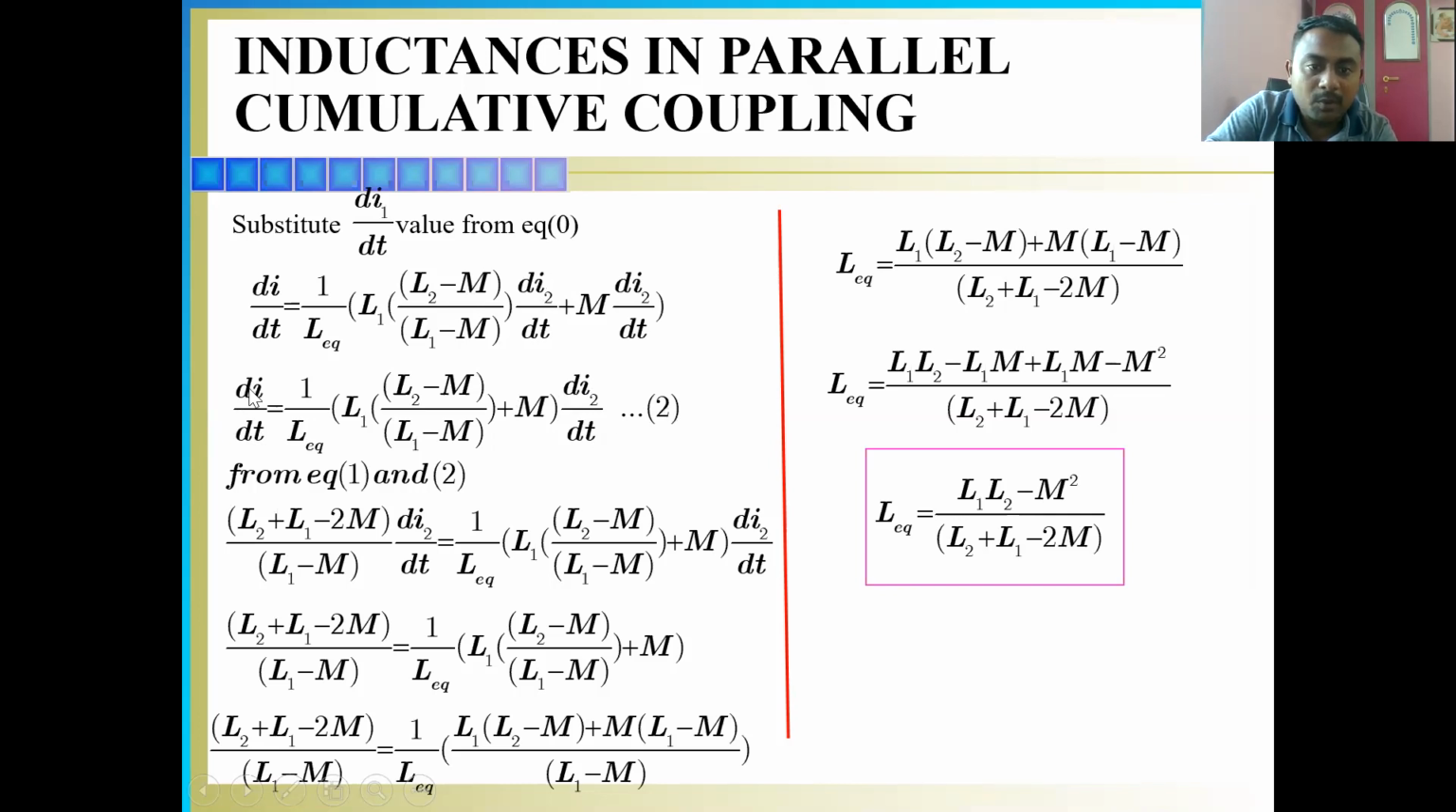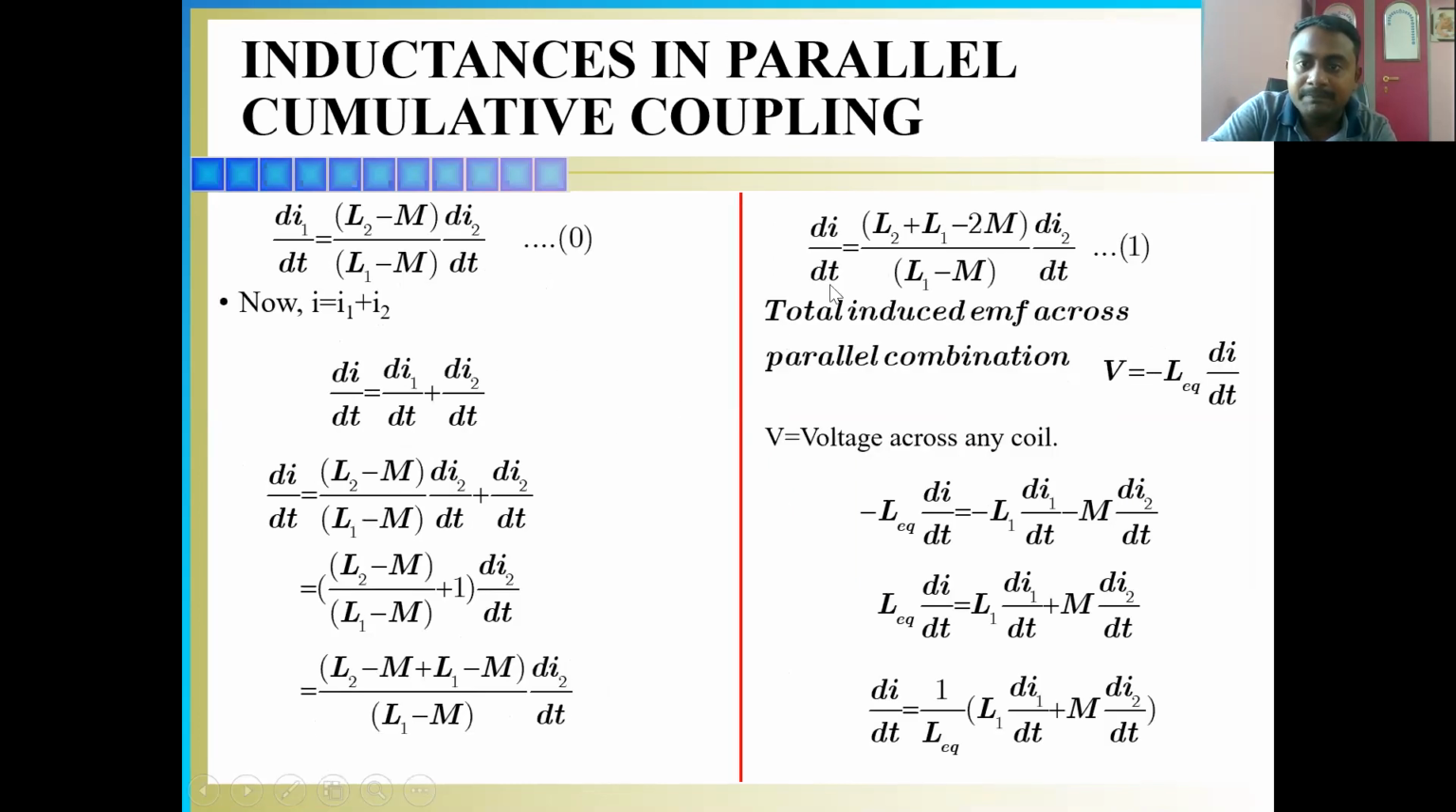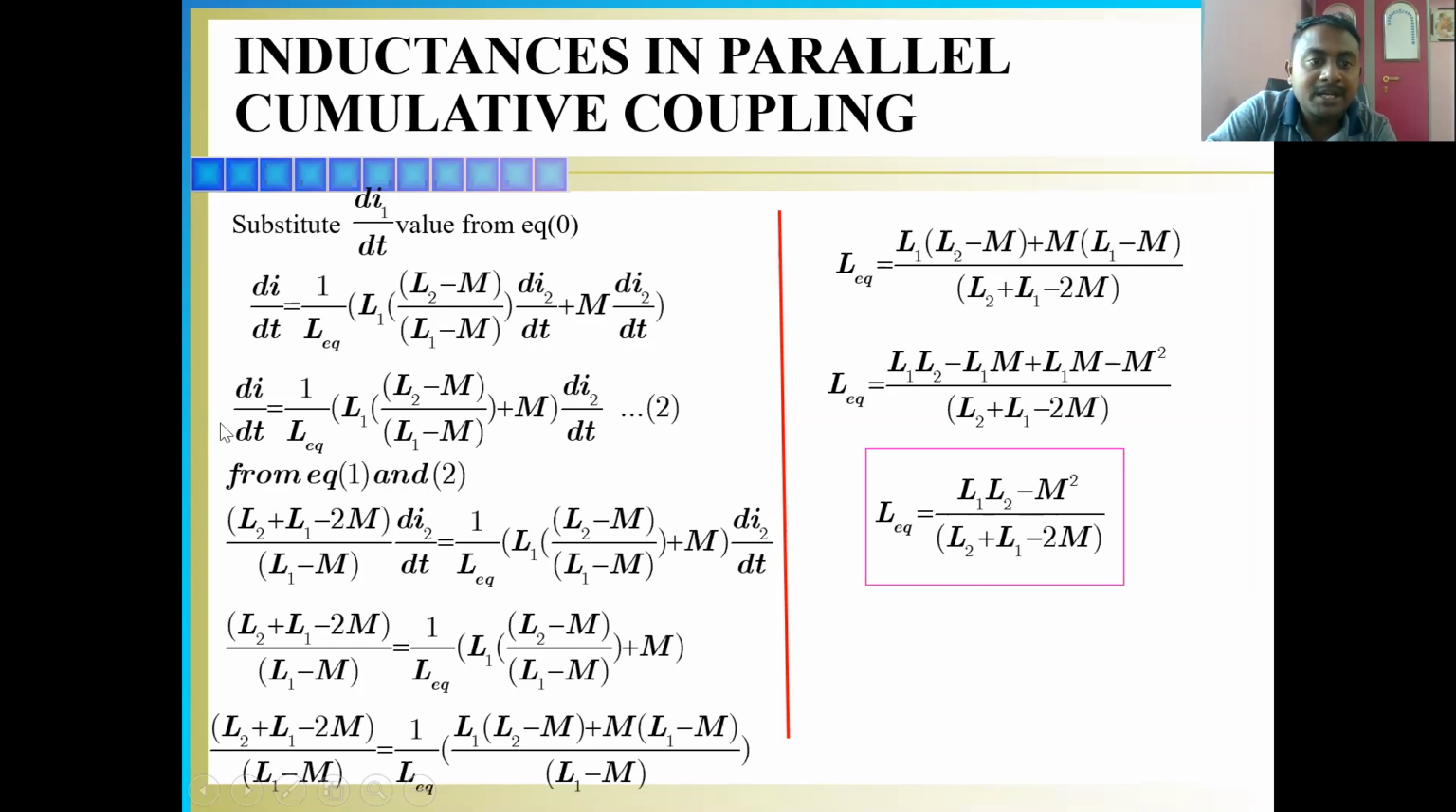Okay, so in both equation 1 and equation 2 we derived the di/dt. I am equating both, since my objective is to find the L equivalent. Okay, so I am equating these two, so that in both cases di2/dt will get cancelled, so that the total equation is: L2 in the LHS, L2 plus L1 minus 2M by L1 minus M, the whole thing becomes in the RHS 1 by L equivalent into L1 into L2 minus M by L2 minus L1 minus M plus M.